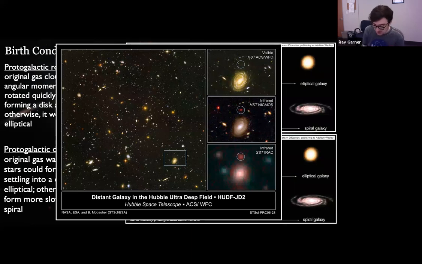But birth differences can't account for all the differences we see among spirals, ellipticals, and irregulars, because the birth conditions ignore one very key fact, and that is that galaxies don't just sit out there and evolve in isolation. They are often in very active groups and clusters. And so birth conditions can't play the entire role.